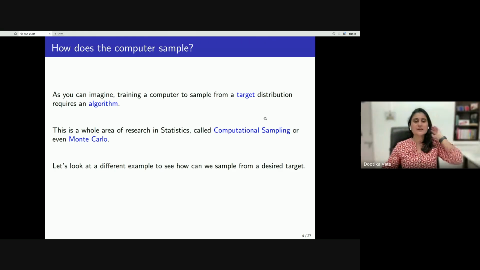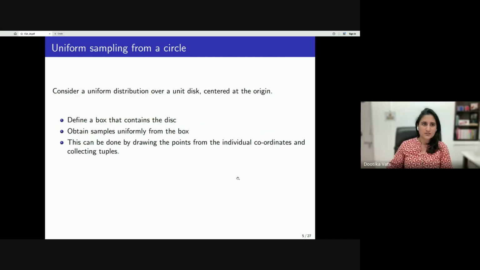Okay, so let's take a look at a slightly different example. We're going to change the desired target distribution. The desired target before was a standard Gaussian distribution, and now we're going to look at a different target. My goal is to do uniform sampling from a circle, or rather a disk. So consider a uniform distribution over a unit disk that's centered at the origin.